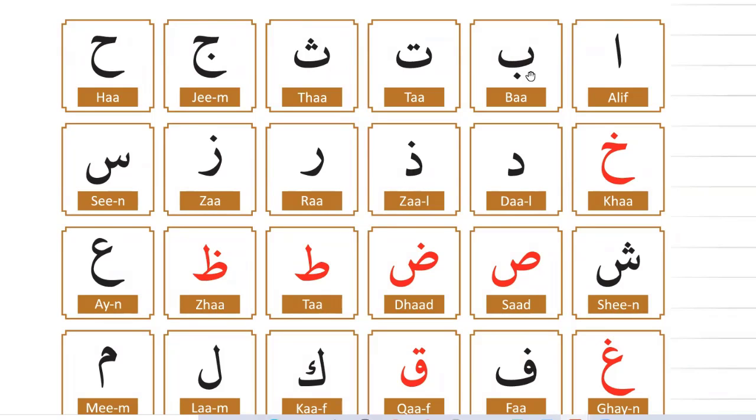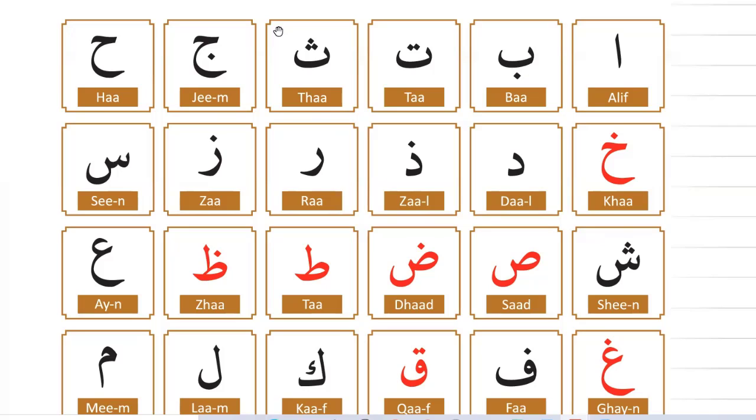The next letter is Ta. Ta is also like a boat, but it has 2 dots, right? And how will you pronounce this letter? The tip of your tongue touches the back of your upper 2 front teeth, and this is called Ta, Ta. And then the next letter is Tha.